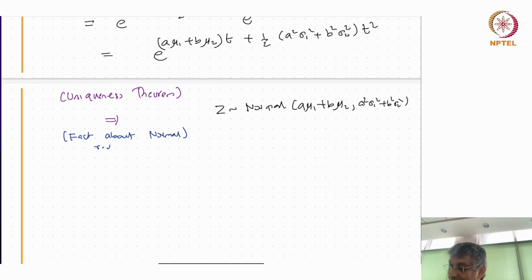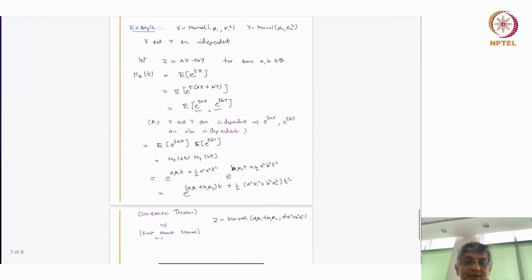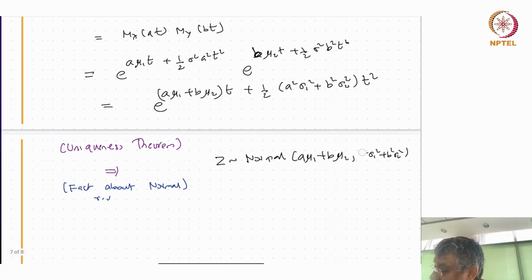Quite cool. So that means if z is equal to ax plus by, like we did here, then z is distributed as normal with mean a mu1 plus b mu2 and variance a squared sigma 1 squared plus b squared sigma 2 squared. Very nice.